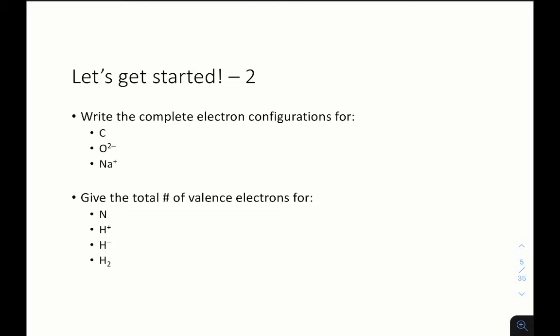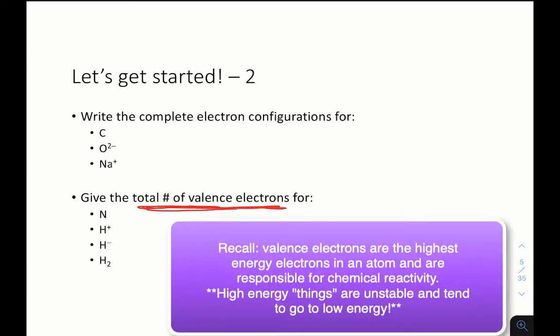In order to show the bonding in organic compounds, we will need to, at a minimum, know the total number of valence electrons present in atoms and ions and molecules. Let's take a moment and make sure that we can count valence electrons, and why not, we'll also think about the complete electron configurations for these three atoms or ions. Please pause and try this.